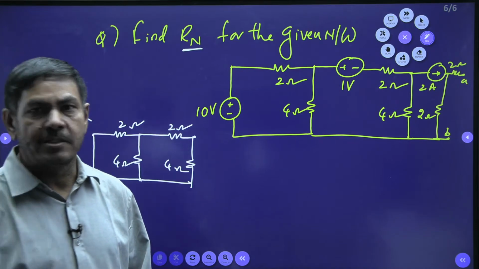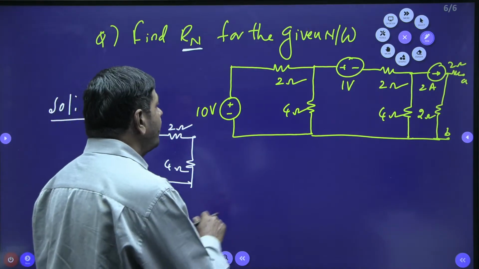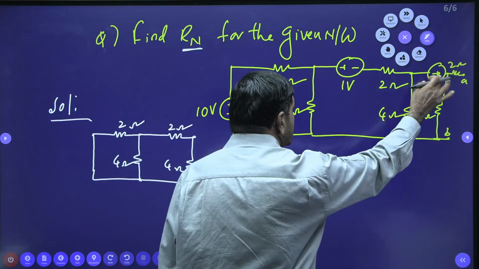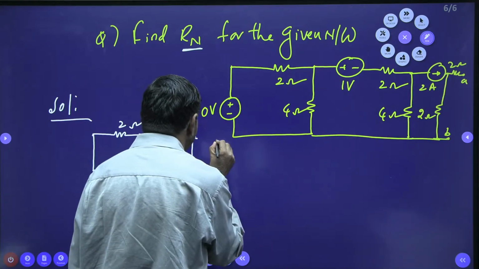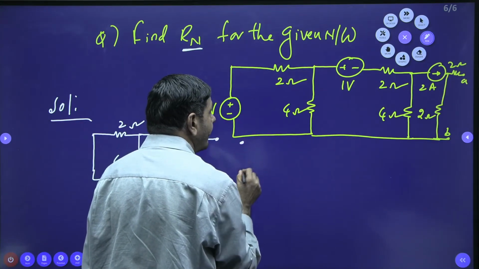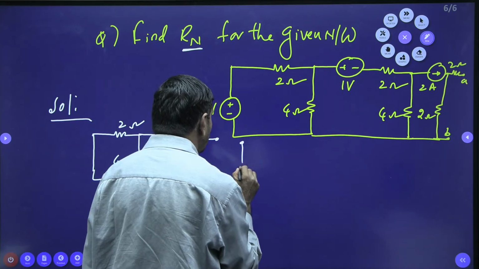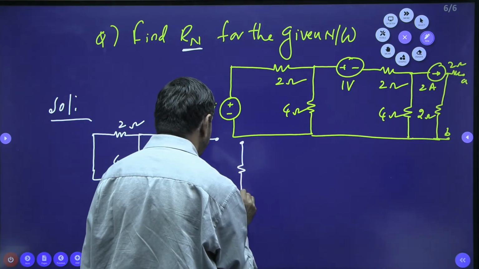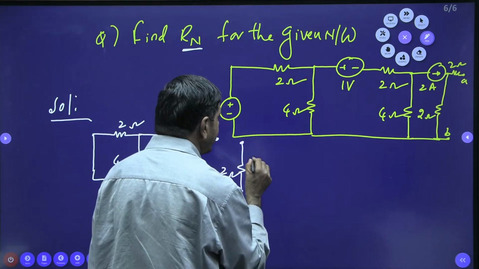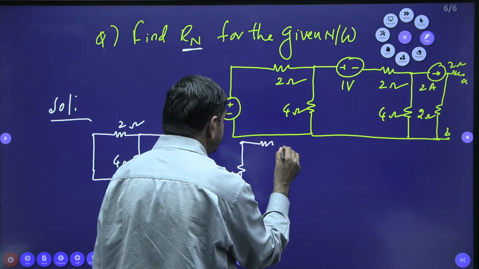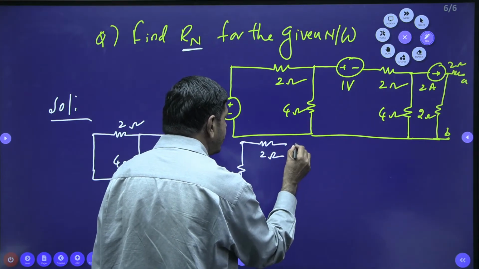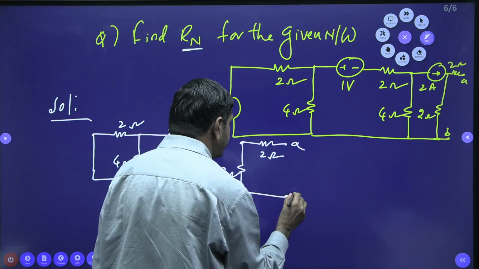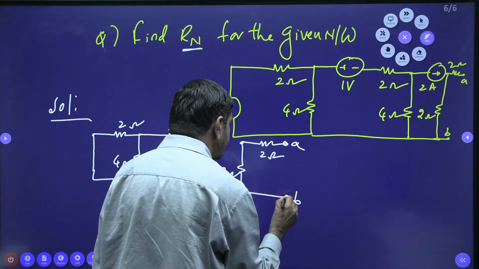Yes, I will do it anyhow. Please watch here. This is the 4 ohm I connected here. This current source is to be open circuited. This is open, and here I got one 2 ohm resistor. On this side one 2 ohm is connected. This is A, and this is B.